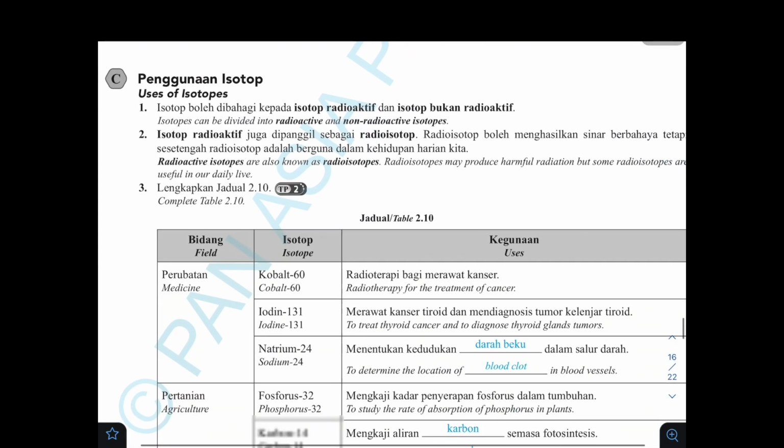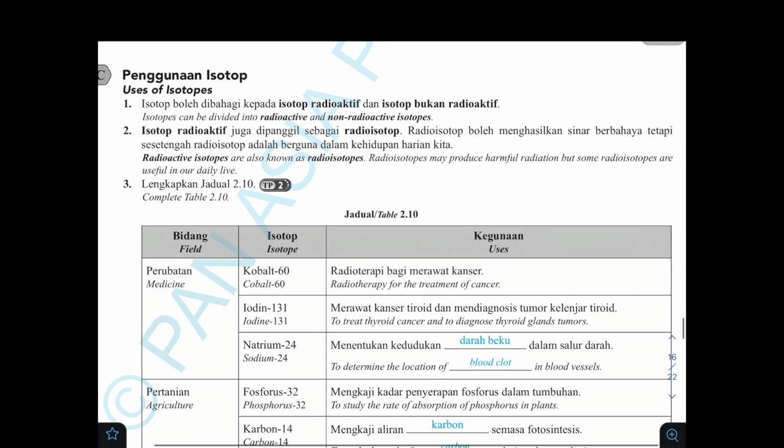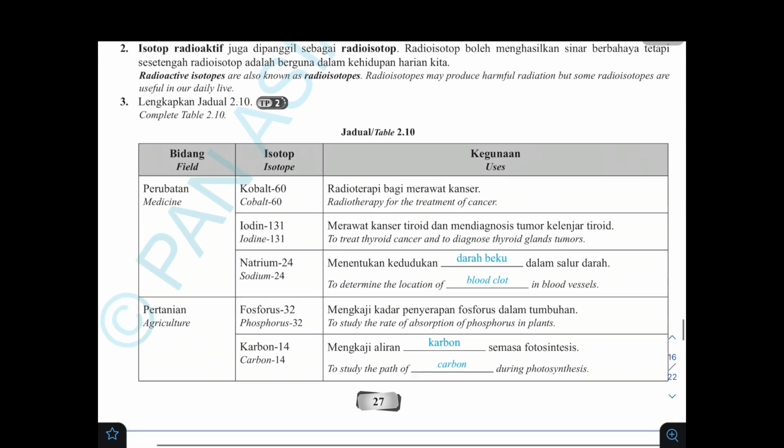Right. Uses of isotope. Isotope can be divided into radioactive and non-radioactive isotope. Radioactive isotope are also known as radioisotope. Radioisotope may produce harmful radiation, but some radioisotopes are useful in our daily lives. Jadi, isotop ni ada kegunaan dia, ya.